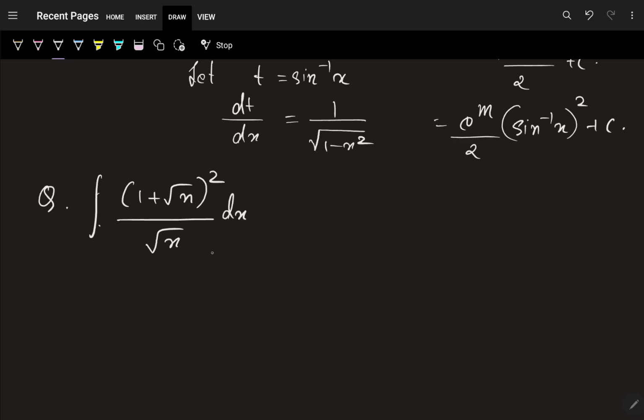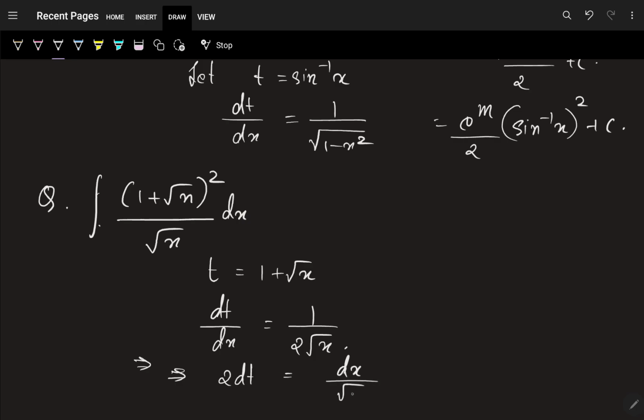So for (1 plus root x) whole square by root x dx, let t be 1 plus root x. So dt upon dx is going to be 1 by 2 root x. I wrote root x incorrectly, so we are going to transfer 2 dt, and this is going to be dx upon root x.